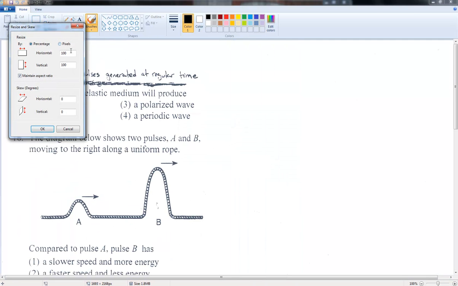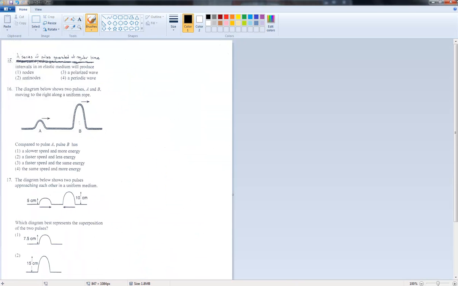So let's resize that. All right. A series of pulses generated at regular time intervals in an elastic medium will produce what? So a couple of pulses are producing what? Antinodes and nodes? Nope, those are standing waves only. We never talked about polarized waves, so it's got to be periodic wave. Periodic wave just means a wave that's happening over and over.